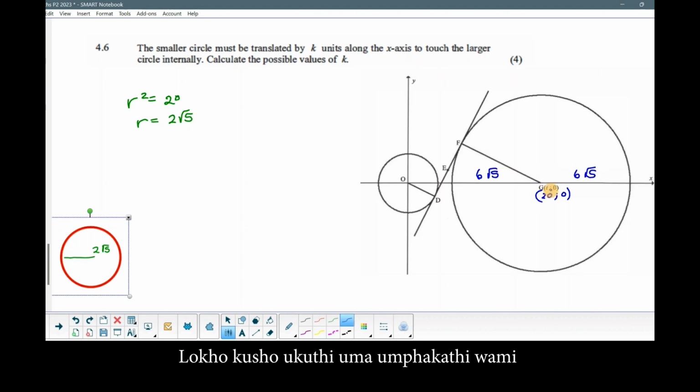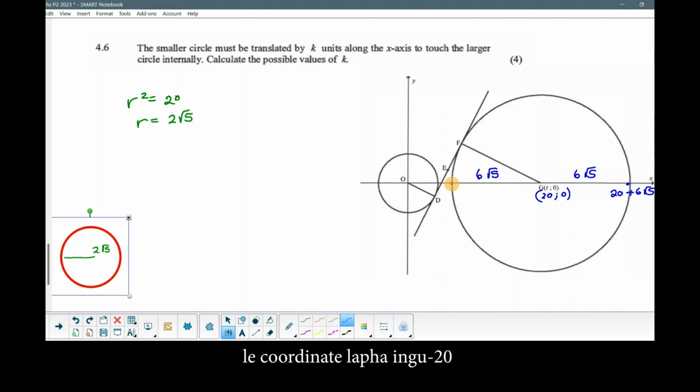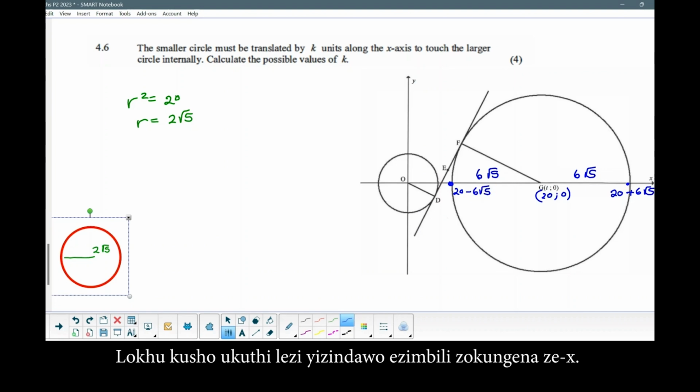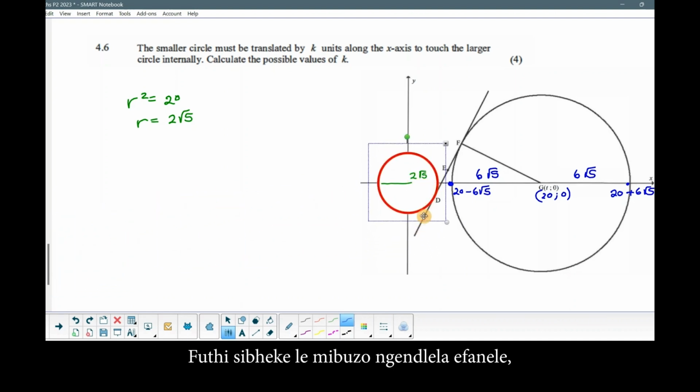That means if my center is sitting with the x value of 20 and I move 6 root 5 units to the right, this coordinate is 20 plus 6 root 5. And then if I move 6 root 5 units to the left, this coordinate here is 20 minus 6 root 5. So those are the two x-intercepts. Now let's take our circle and place it here.